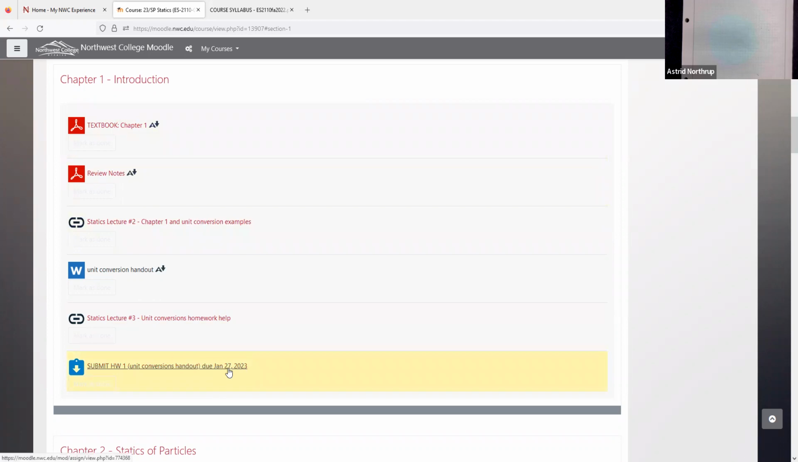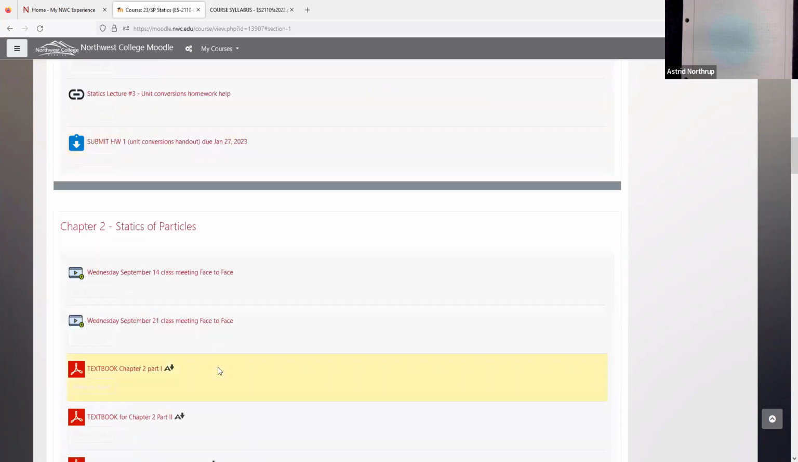When you read through chapter 1, you'll see in the textbook there are no problems at the end. So you'll do this unit conversion handout and hand it in by the 27th. Now, the other thing is I am not a stickler. I'm a stickler for a lot of things. I'm not a stickler for due dates. So this is to get you through in the proper amount of time.